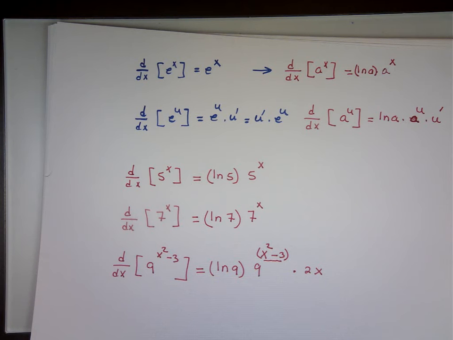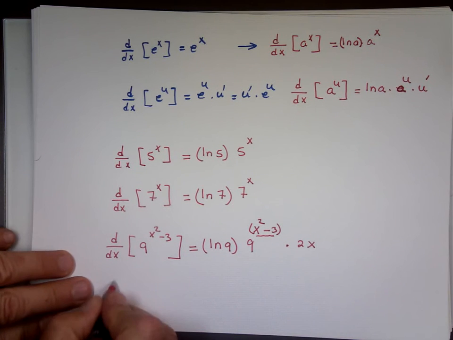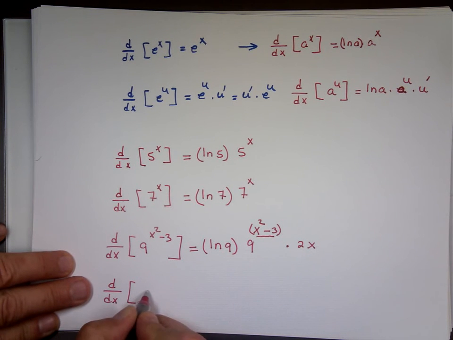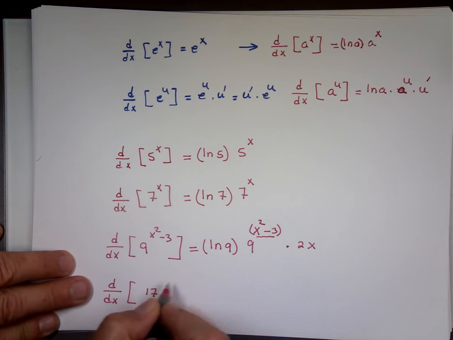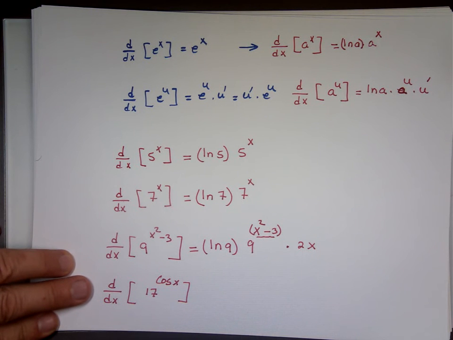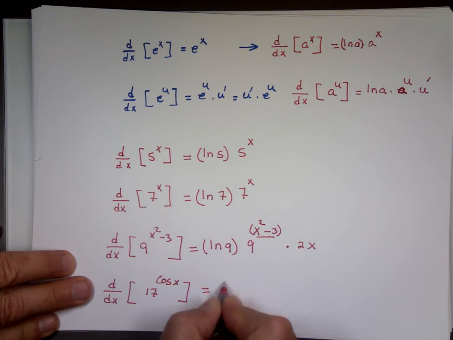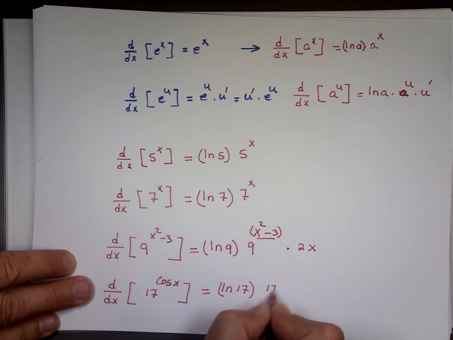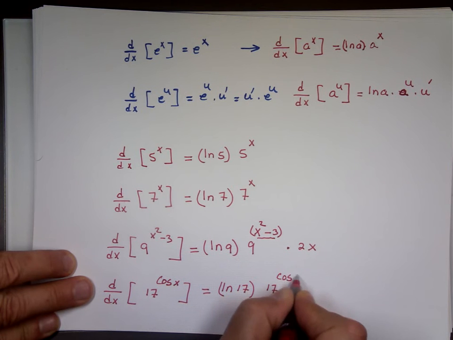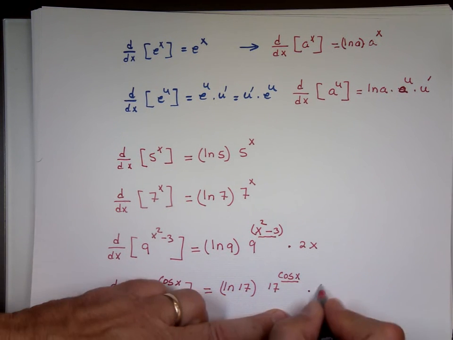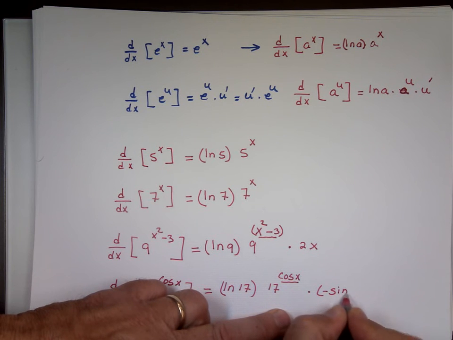What is the derivative of 17 to the cosine of x? I keep bringing the trig back. Ln of 17 times 17 to the cosine of x times the derivative of this. Derivative of cosine is what? Negative sine of x. So you can make the minus sign, move it to the front if you want to.